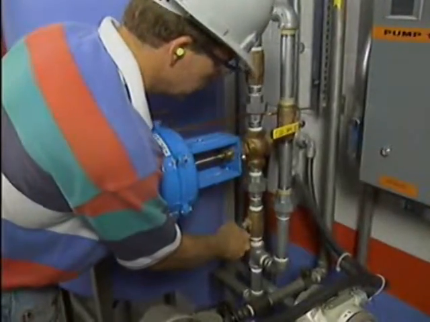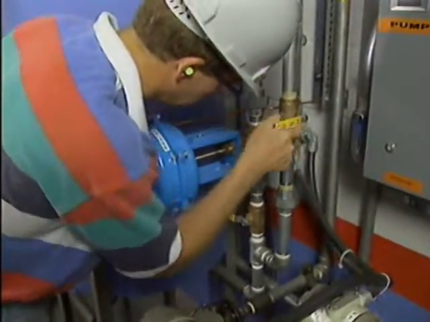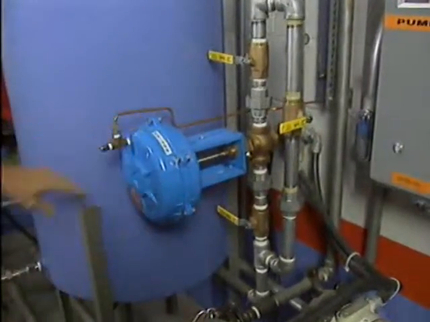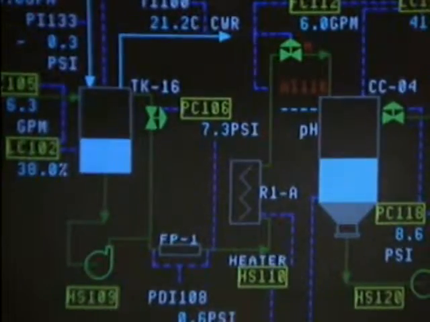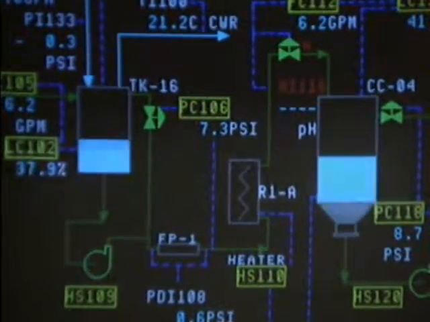To correct the problem, the outside operator isolates the valve and reports the valve to the maintenance department for repair. After several minutes, the control room operator sees that the levels in the two tanks have returned to normal.